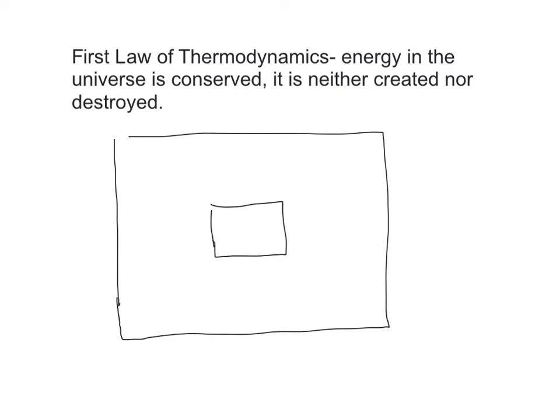We have something called the system, and the system is whatever we're studying. It's the part that we're interested in. It could be a reaction in a nuclear reactor, it could be a reaction in a beaker, it could be a reaction in a calorimeter or the melting of an ice cube on your hand. Whatever we're studying, that's the system. Everything else in the universe is considered the surroundings.